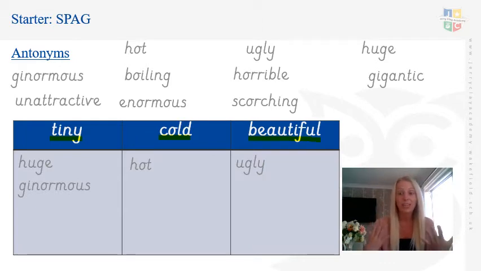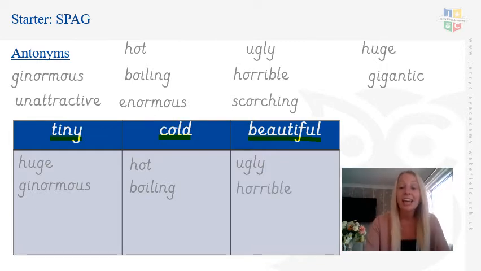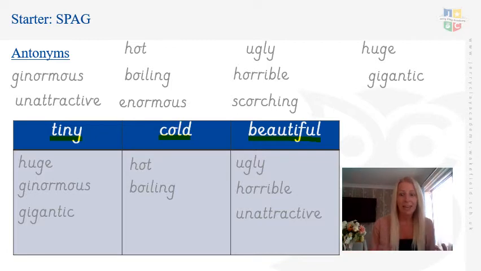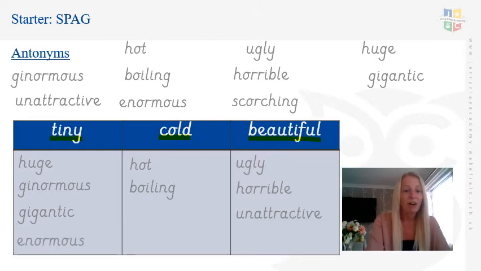Boiling, if something's boiling, it's really hot, so it goes in the antonym of cold. Horrible looks awful, really not great, so horrible would be an antonym of beautiful. Gigantic is another word for big, and huge, so would go in the tiny box because it's the opposite of tiny. Unattractive, it's not something very nice to look at, so unattractive is an antonym of beautiful. Enormous is really big, a really powerful word to use instead of big, so enormous is an antonym of tiny.